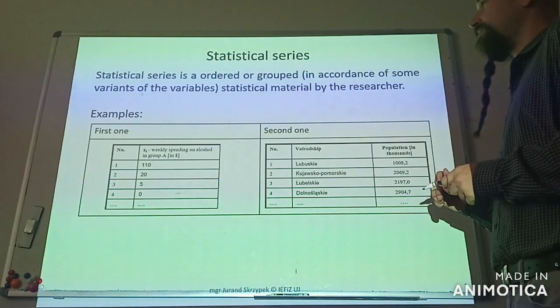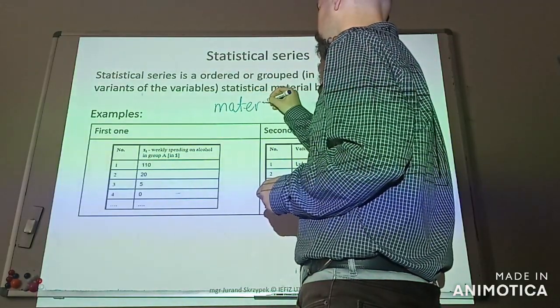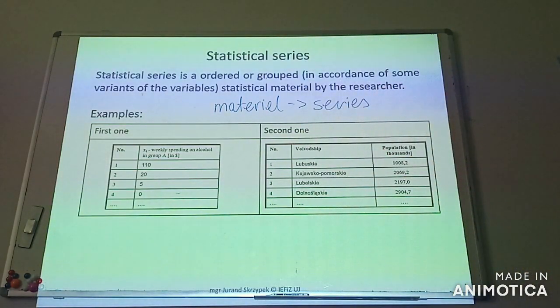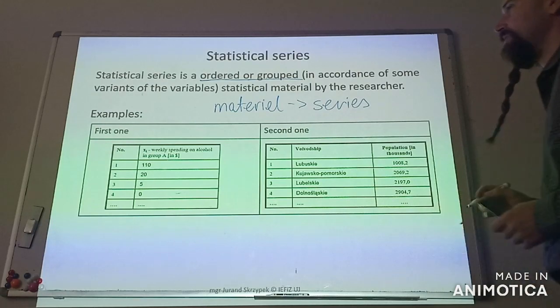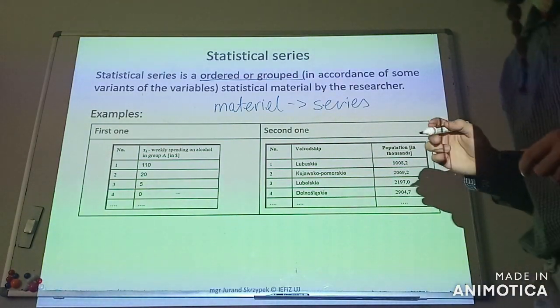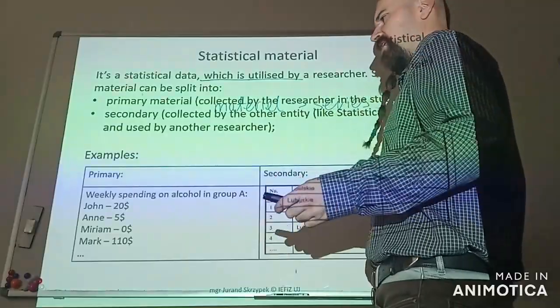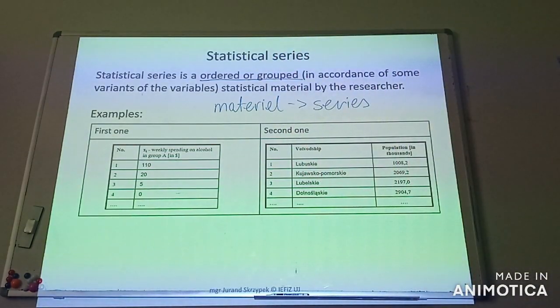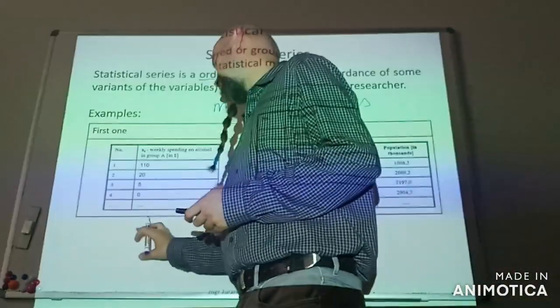And the next step is to transform the material into a statistical series. So a statistical series is statistical material ordered or grouped by the researcher. Earlier we have no order. This is our raw material, and now we are trying to order the statistical material and make some statistical series.